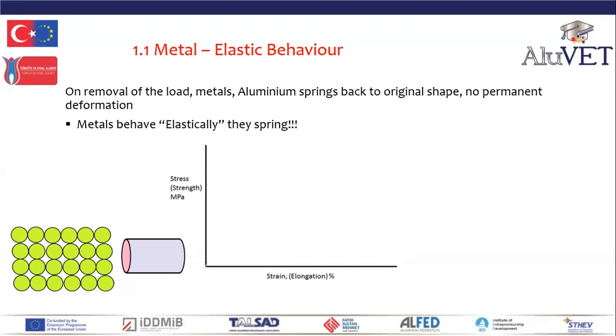At these low stress levels, loads, the metals behave elastically. They spring back, just like an elastic band. There is no permanent reshaping or deformation. So at low stress levels, as we apply the load, we stretch the aluminium. When we take the load off, the aluminium springs back elastically. The metals return back to their original shape.